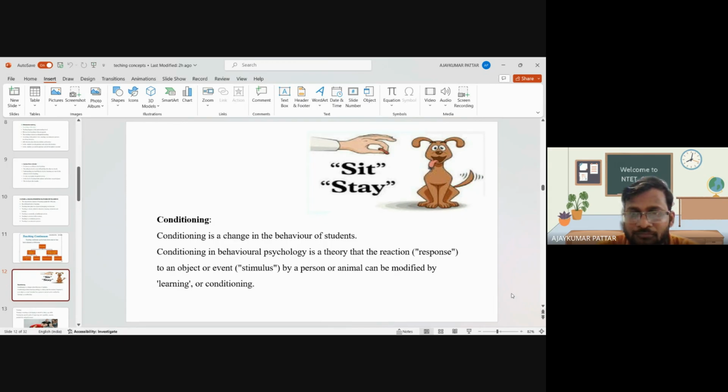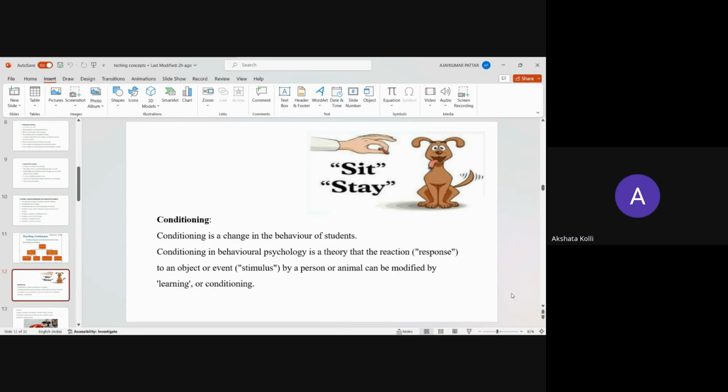समझ में आ रहा है आपको? हेलो हेलो Yes, sir. हाँ Yes, ओके sir.